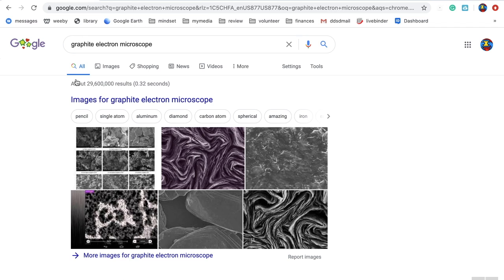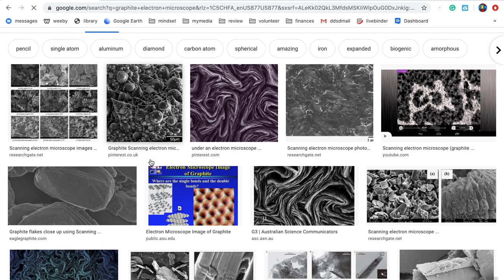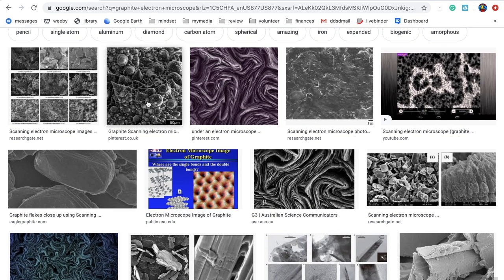So first, we are going to look at graphite. This is pencil lead. It's not actually lead, it's graphite. Graphite's the thing that's in here. And let's go online and look at graphite. And here we are on the internet, on Google, and I've searched for graphite electron microscope. I'm going to click on images right here. This is graphite. This is what your pencil lead is made out of.